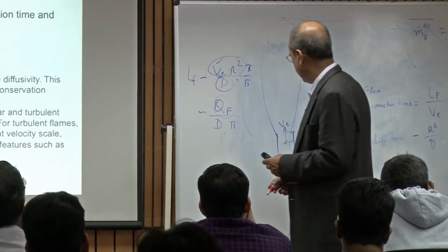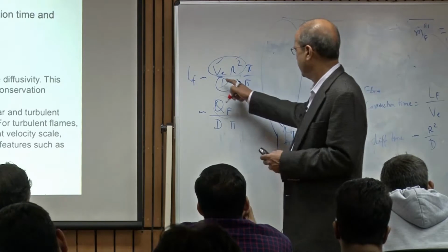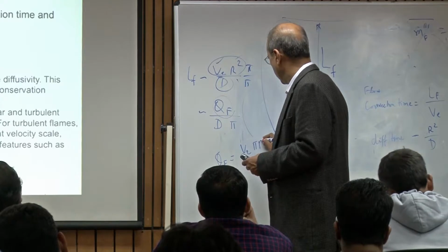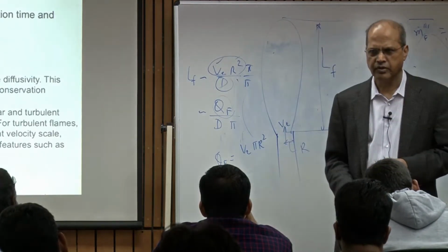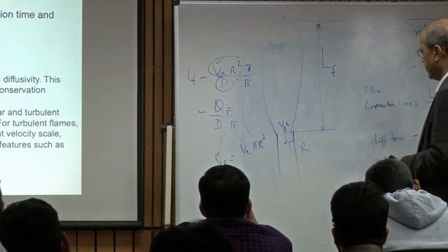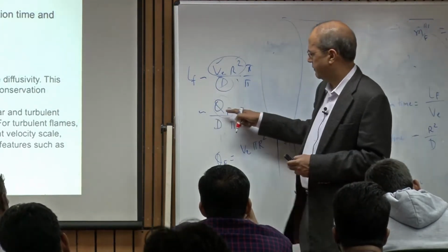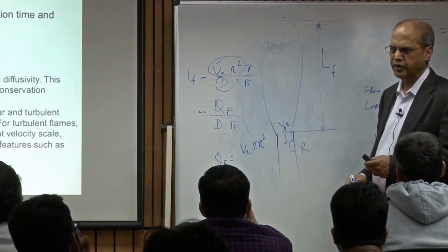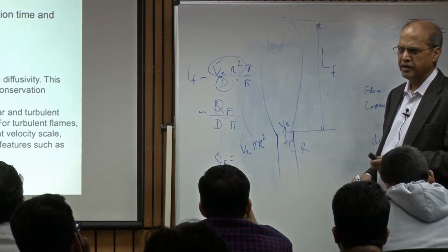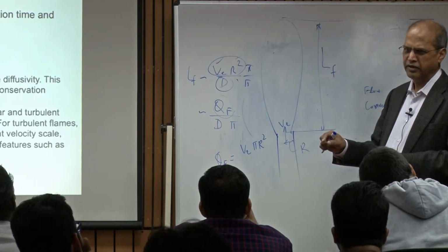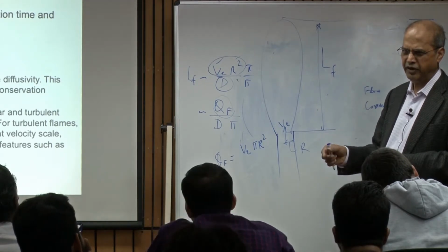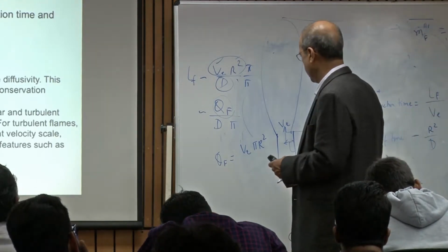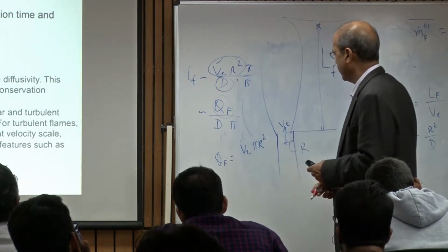Okay. So Q_F is V_e pi r squared. So for laminar diffusion flames, the flame length is linearly proportional to the volume flow rate of fuel. And that's what you typically do, right? In a diffusion flame burner, you increase the flow rate, the flame length increases. And then it is inversely proportional to the diffusivity.